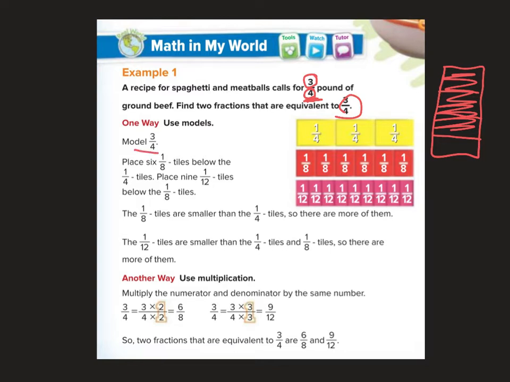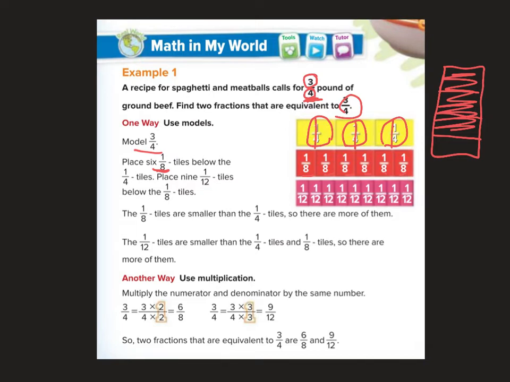Okay, so if I was going to look at what does 3/4 look like? So here I have 3 1/4 fraction tiles. Okay. I could place 6 1/8 tiles below the 1/4. So if I cut each 1/4 tile in half, I would get 8ths, right? So now I have 1, 2, 3, 4, 5, 6 out of 8, or 6/8 right below it. And then if I cut, well, I'm not really cutting the 8ths in half because that would be 16ths, but I could also place 12ths in there.